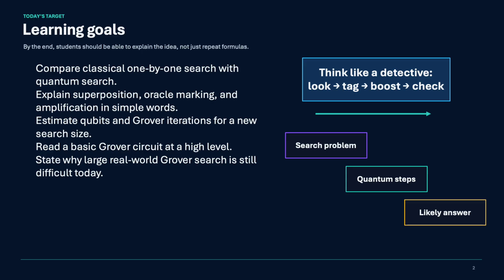I want you to remember this. Look, tag, boost, check. Maya will first represent all possible doors. Then the quantum system will tag the correct one. Next, it will boost that answer. Finally, Maya will check by measuring. That four-part idea, look, tag, boost, and check, is the heart of our discussion.